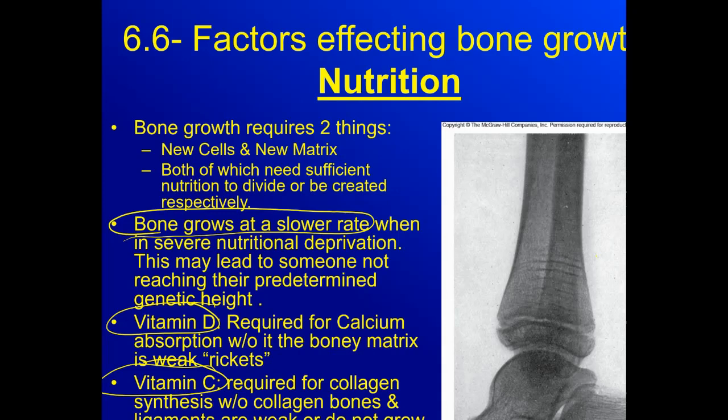If you look at the x-ray, you can see these darker lines in the x-ray here. These are time frames when this person's bones didn't grow properly because they were in severe nutritional deprivation. In other words, they were starving during those times.